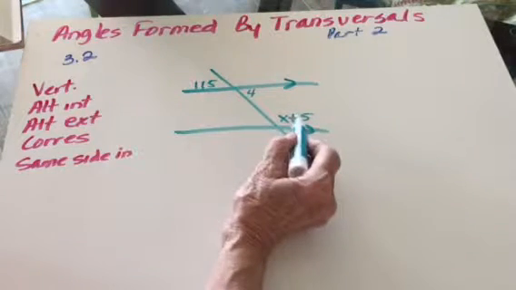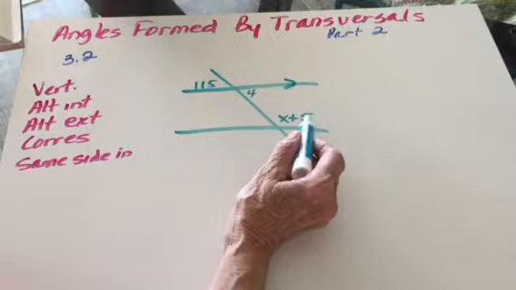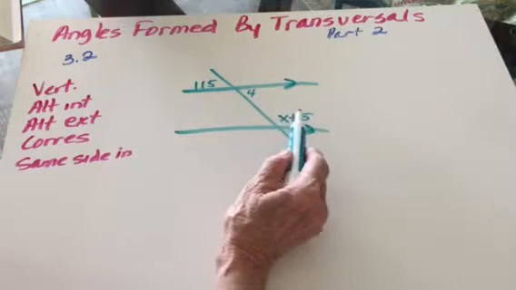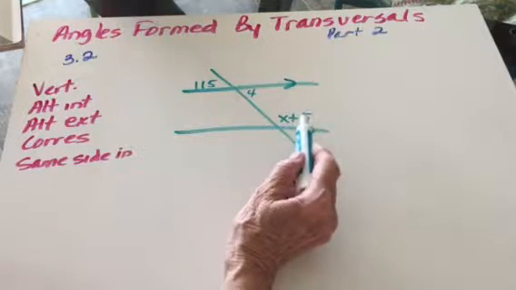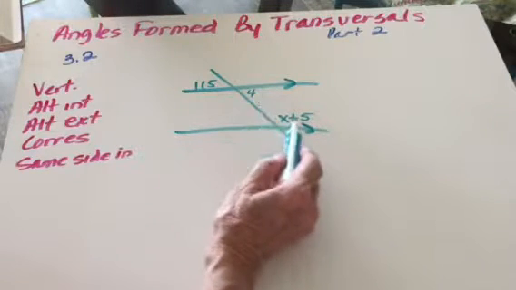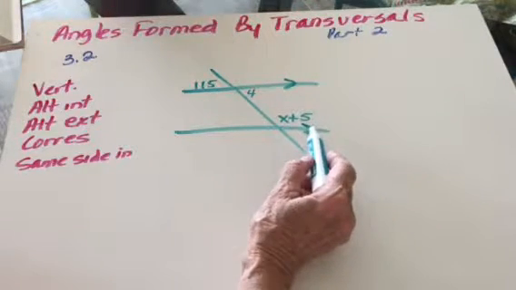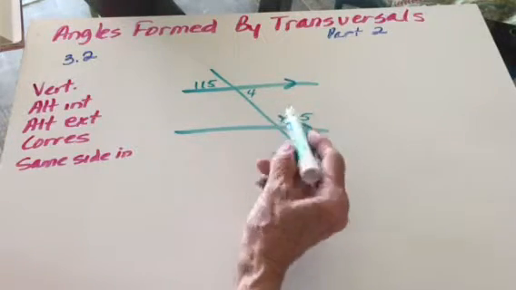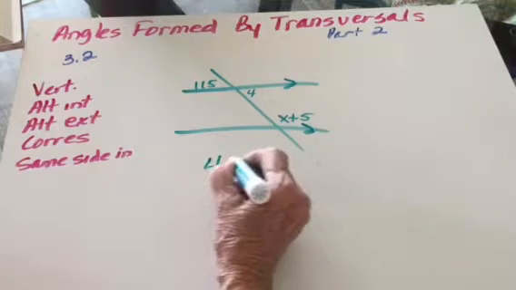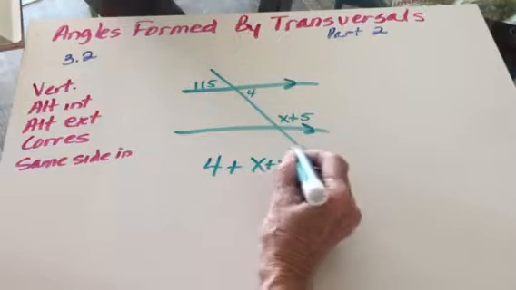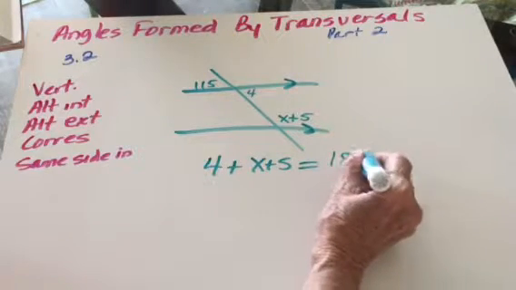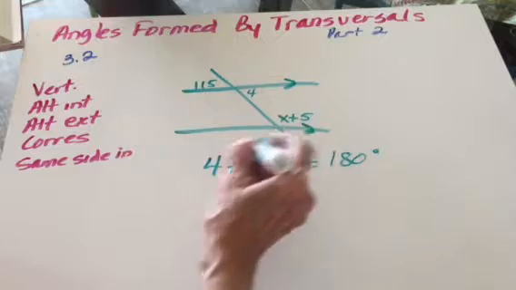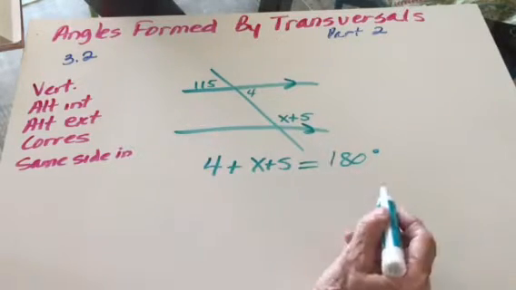Well, 115 and x plus 5 are not really anything, are they? They're not alternate interior or exterior, because this guy's interior, this guy's exterior. We know that 4 plus x plus 5 is something. Do you remember what that is? Let me write this down. 4 plus x plus 5 equals, now do you know what that equals? I'll give you $100. It equals 180 degrees. Why? Because they form a linear pair. They're the same side interior and they form a linear pair.